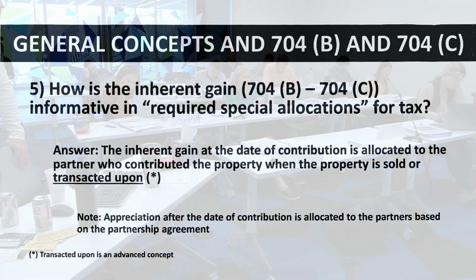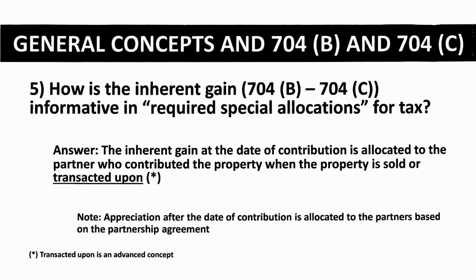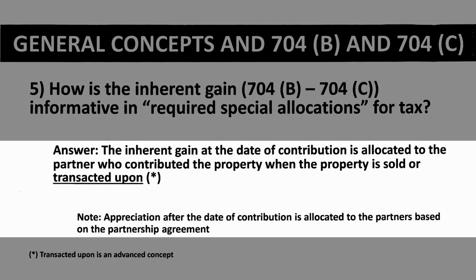All right, let's see what the next slide says. How is the inherent gain informative in required special allocations for tax? The inherent gain at the date of contribution is allocated to the partner who contributed the property when the property is sold or transacted upon. Okay.